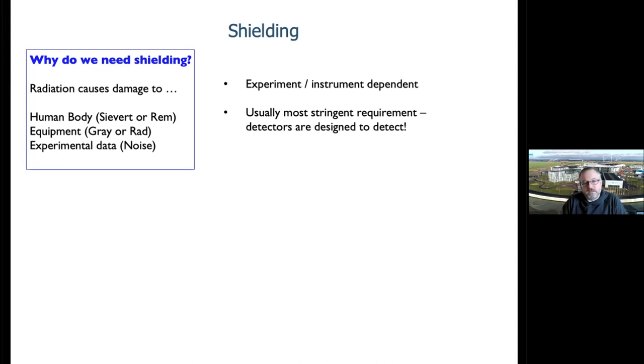As an instrument builder, the first thing we have to do is satisfy people that we're not going to injure anyone. We then need to make sure that our equipment is going to last. Those are relatively straightforward to fix. And then when we're operating the instrument, we spend an awful lot of time trying to work out where neutrons are coming from that we weren't expecting.